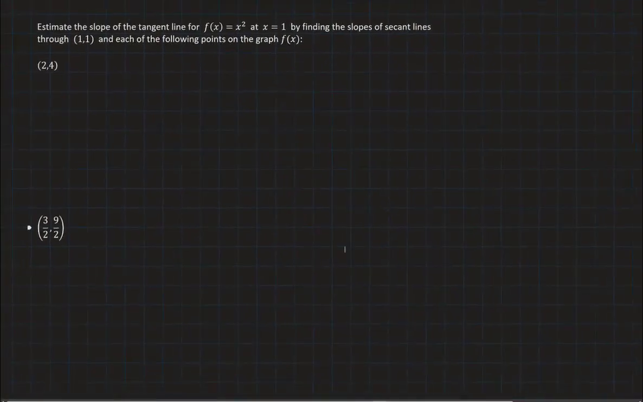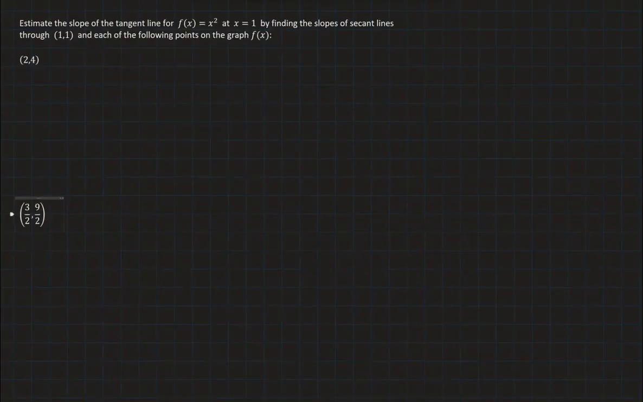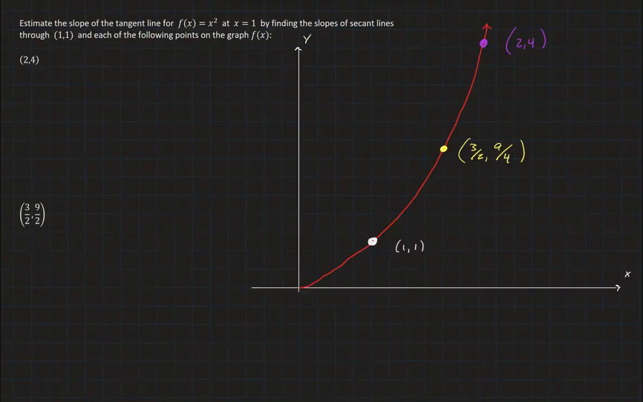Now I'm going to draw a little illustration so we can kind of see what this looks like. So I have my little drawing here, and I want to point out really quick before I forget that this is actually a typo. I'm going to do this point in yellow, and this is actually supposed to be a 4, not a 2. So this is the point 3/2, 9/4, and this is the point 2, 4. I'm going to do this one in purple. And I'm going to keep my anchor point, the point 1, 1. I'm going to keep that in white.